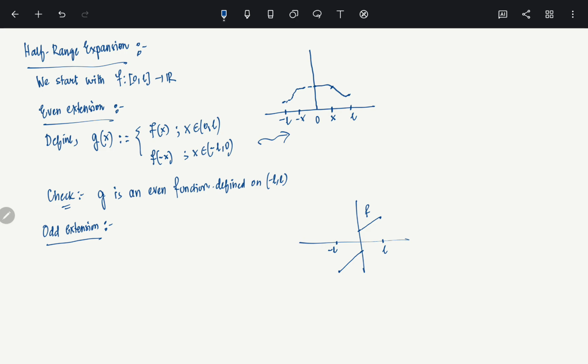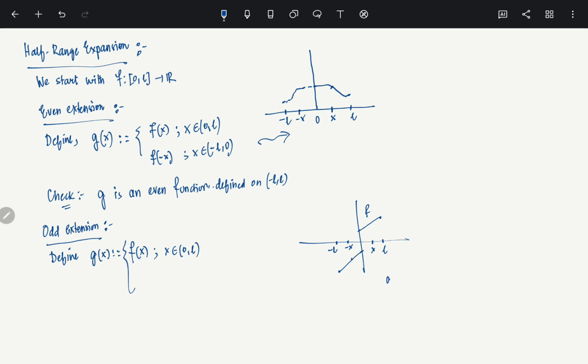So in the odd extension, we define the odd function. Define g of x, which is f of x, of course, on 0 to L. So essentially we have the same function between 0 and L. Okay, what happens if x is here? Let's say I am taking x from here. At the point minus x, I want g to take the functional value f of x, but minus f of x in the negative axis, right?